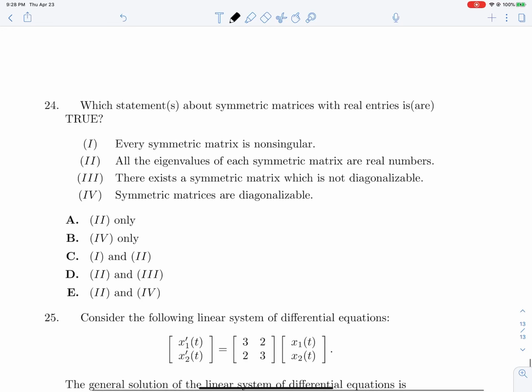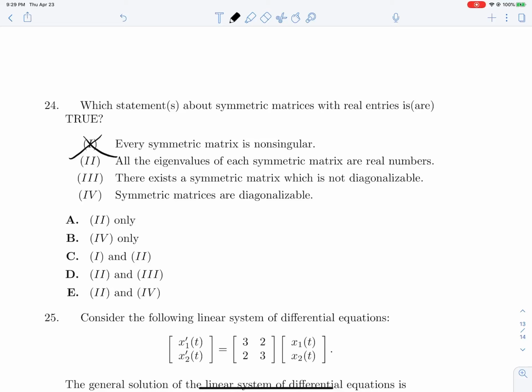24. Which statements about symmetric matrices with real entries is or are true? Every symmetric matrix is non-singular. No. Look at this: 0, 0, 0, 0. That's a pretty singular matrix, looking like a pretty singular matrix to me. Its determinant is 0, so this is not true.